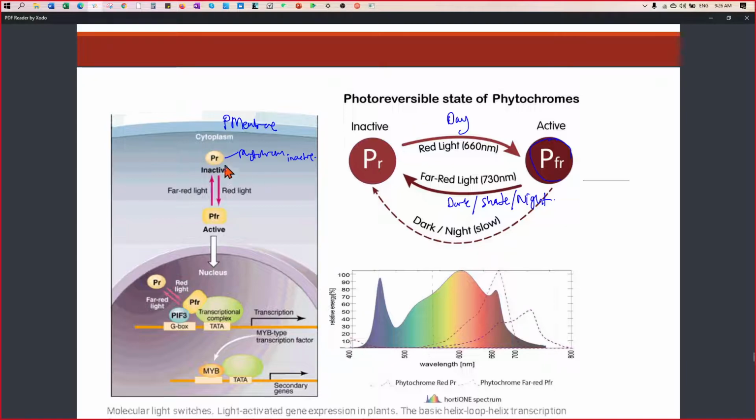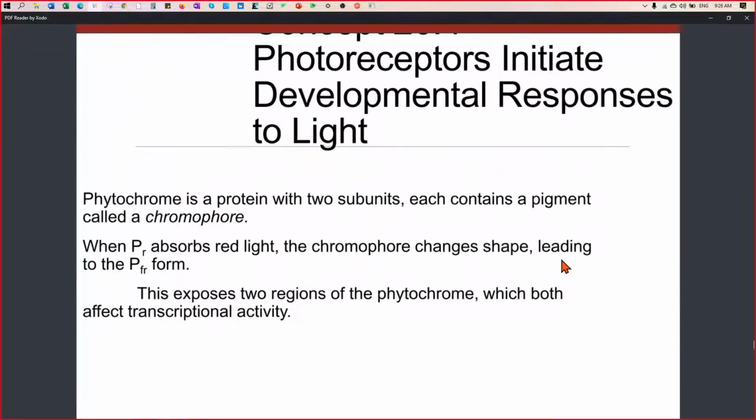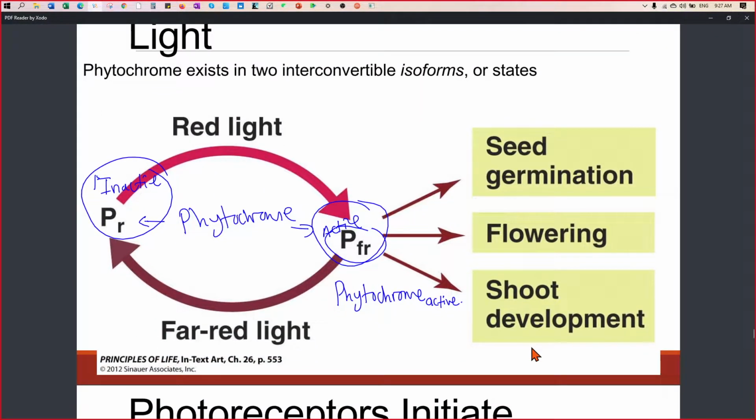So the phytochrome in the cytoplasm, the moment it receives red light of 660 nanometer, there is a range, around 650 to around 680, it will activate the phytochrome. This is the magic here. The phytochrome will get into the nucleus and then bind to a transcription factor. This will cause the transcription of genes that stimulate seed germination, flowering, and shoot development.